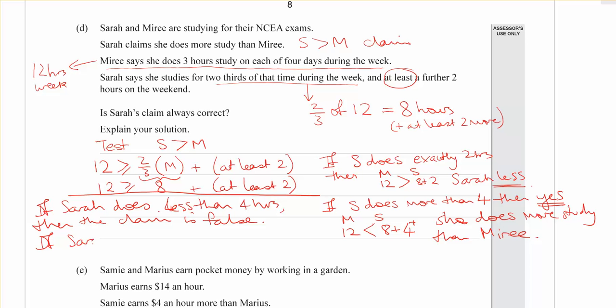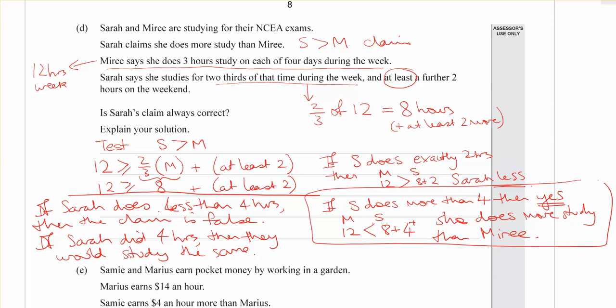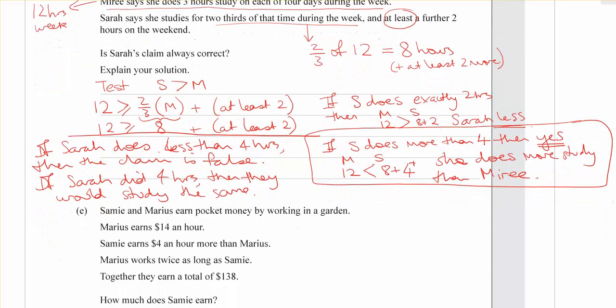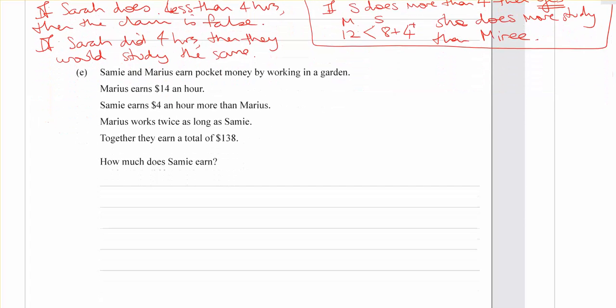If Sarah did exactly 4 hours, then they would study the same. And we've clearly written the other option over there. Alright, so not enough space there, tricky question. Part E. You can pause and have a go.